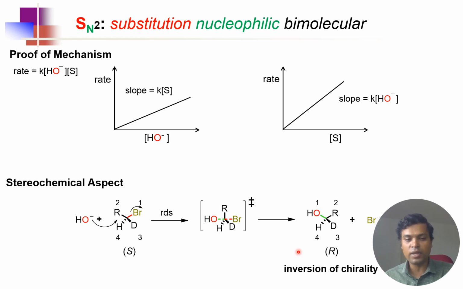Now one thing I would like to mention over here is that the priority rule, your leaving group and your incoming nucleophile should have the same priority. If they don't follow that, you may end up with the S again after the reaction. But in reality, you should always see inversion of priority.